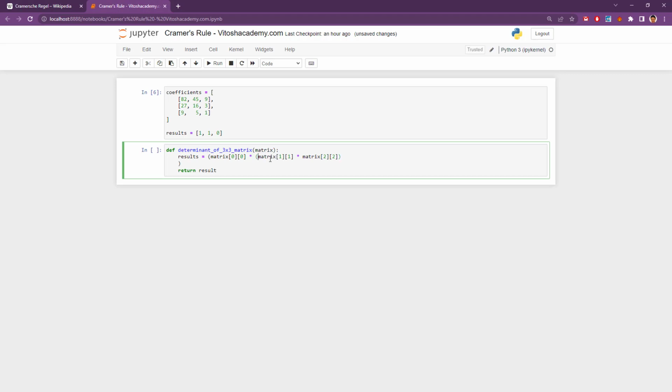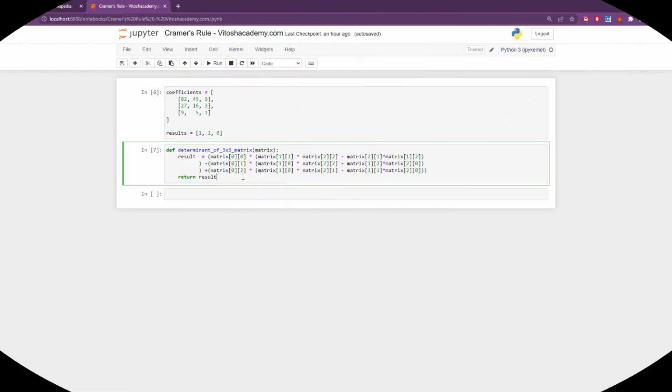Pretty much. And that one minus matrix 2, 1 times matrix 1, 2. And to cut it short for you, I'll really write it quickly. So this is how it looks like.